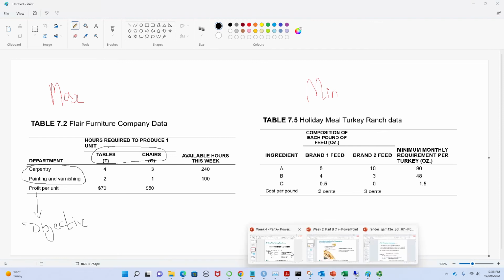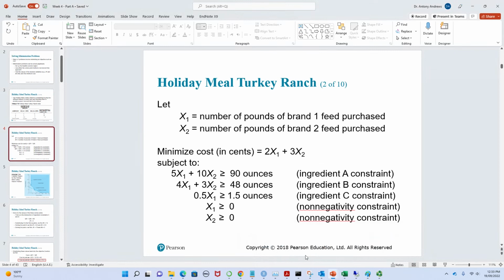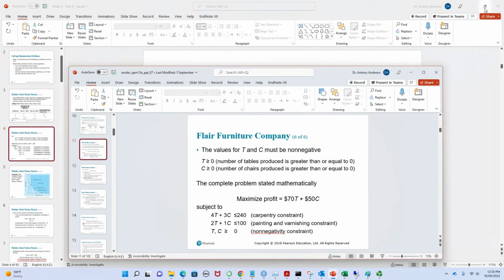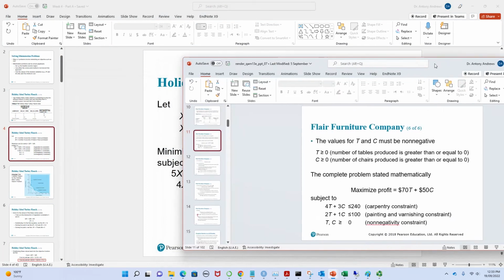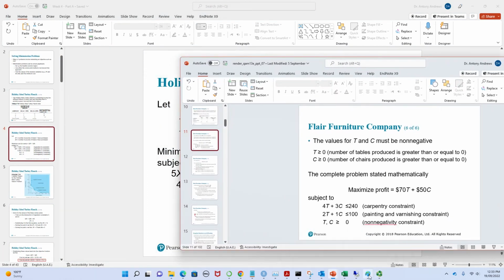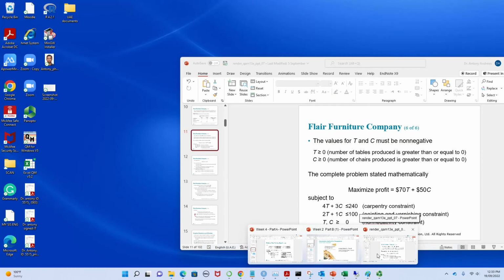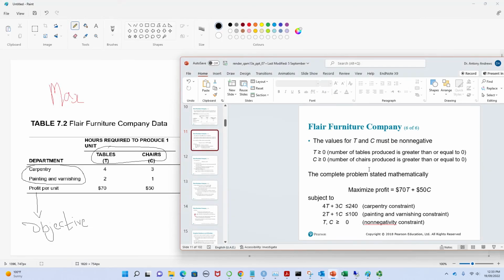If I can bring your memory back, it will look something like this. Maximize the profit: you have your 4, 3, 2, 1 and 70 profit per unit, and 50, you just put that up there. Once you do that, you come up with this, as I showed you. So that's for our maximizing problem.